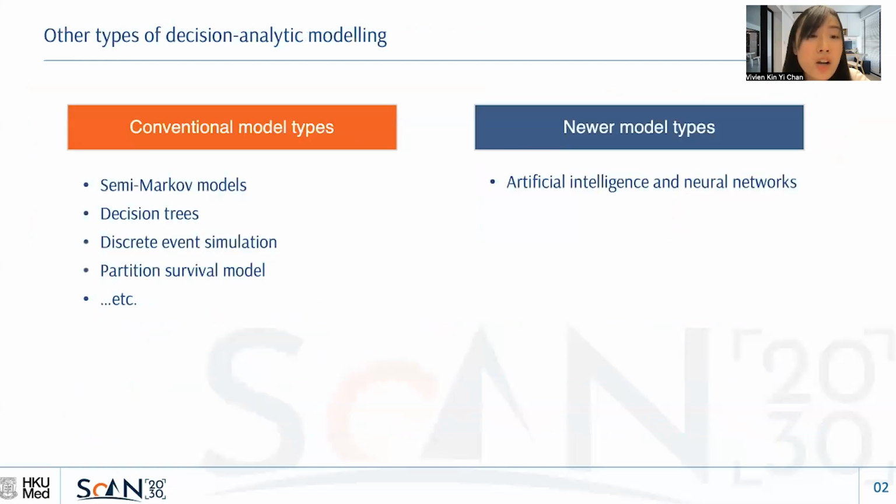Now, of course, Markov model is only one type of economic modeling. It has its own advantages and also drawbacks. That's why we sometimes also see that people are using other types of modeling as well. And in recent years, some modelers even make use of AI to develop prediction models. And this will be covered by Dr. Jason Yang in another video.